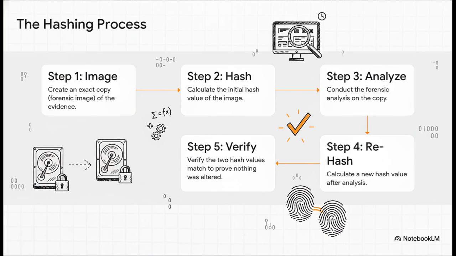So to maintain the integrity of evidence, investigators follow a very strict process. First, they create an exact copy, a forensic image of the original evidence. They never work on the original. Second, they calculate its hash value. Third, they do all their analysis on that copy. Fourth, when they're all done, they calculate the hash again. And finally, step 5, they check that the 2 hash values are identical. This proves, mathematically, that the evidence is exactly as they found it.